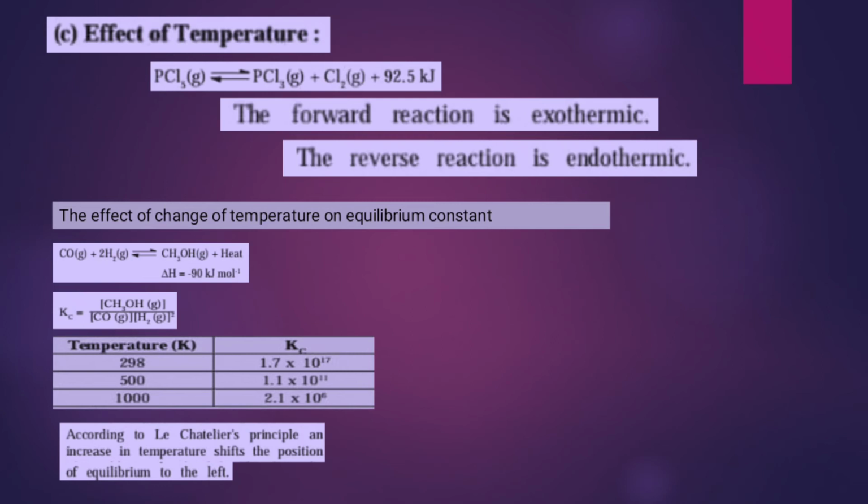Now here the forward reaction is exothermic and the reverse reaction will be endothermic. Exothermic means heat is given out and endothermic means heat is taken in. Here an increase in temperature results in shifting the equilibrium in the reverse direction so that the added heat can be used up and the heat energy is converted into chemical energy.